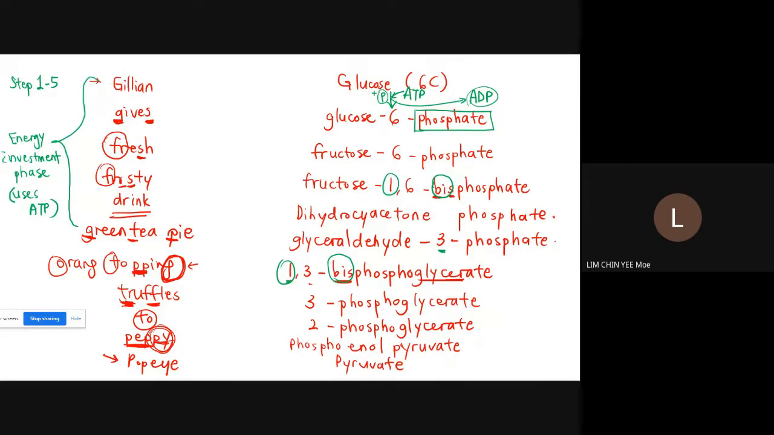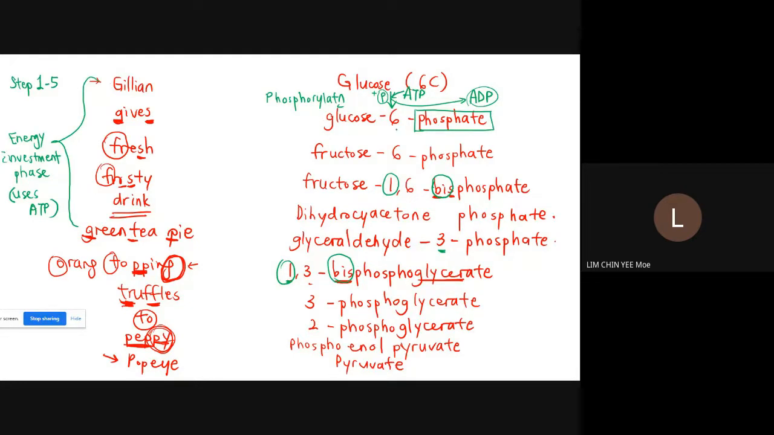Siapa yang gain phosphate group? So glucose. So glucose, dia gain phosphate group. That's why we say phosphorylation of glucose. So glucose yang gain phosphate group, jadi glucose 6 phosphate. Can you understand? Mesti ingat ya. Phosphorylation means gain phosphate group. So now we say glucose gain phosphate group. So phosphorylation of glucose. And then it becomes glucose 6 phosphate.